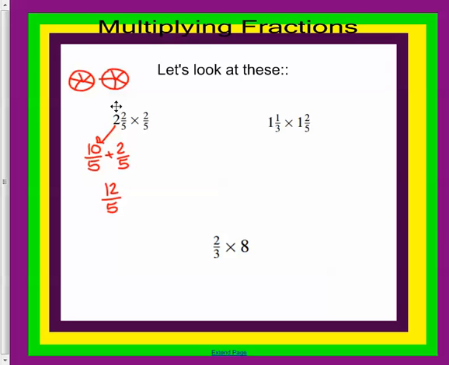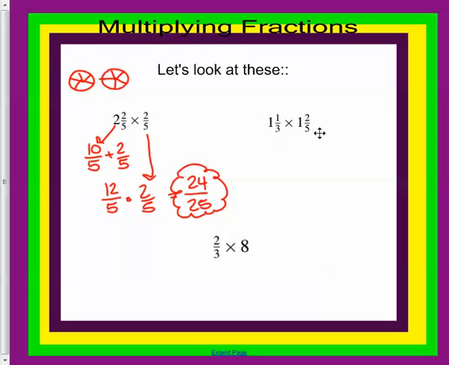Now it's like a normal problem. Bring down my multiplication of my 2/5 and go from there. Okay, so 12/5 times 2/5. Nothing can be simplified within those. So 12 times 2 is 24, and 5 times 5 is 25. So my answer is 24/25.